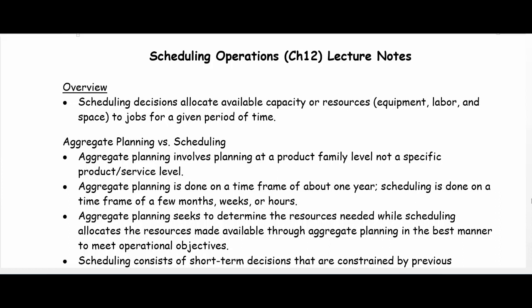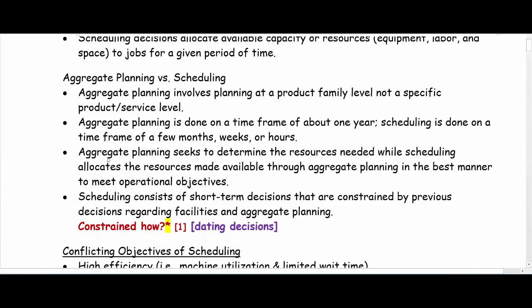Operations, Chapter 12 lecture. I just want to point out aggregate planning versus scheduling. Aggregate planning is more of how many total units we are going to produce in this area and how many total in this area. It does not necessarily break it down. Scheduling is much more of we are going to make 50 red pens and 500 blue pens instead of just 1,000 pens. That 1,000 pens might be aggregate planning. Scheduling consists of short-term decisions that are constrained by previous decisions regarding facilities and aggregate planning.